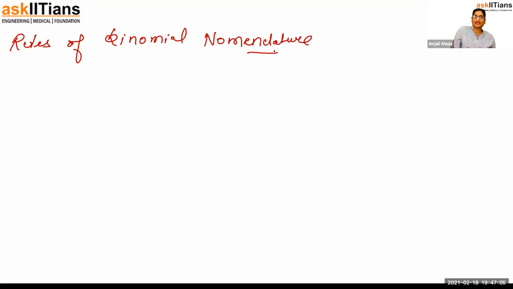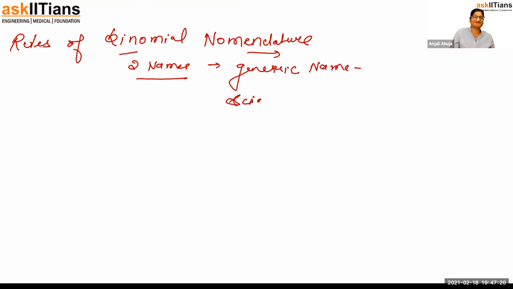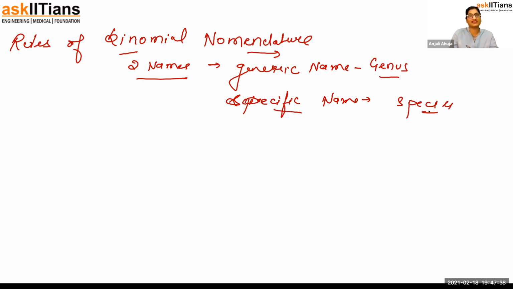Binomial nomenclature says that two names are given to any organism. One is the generic name and one is the specific name, the species name. The generic name is taken from the word genus, so that genus name has to be included. Then the specific name is the species name, which also has to be included. So the genus name will be written first and then the species. Now that's the first rule.